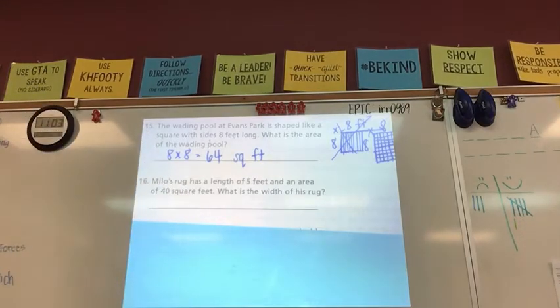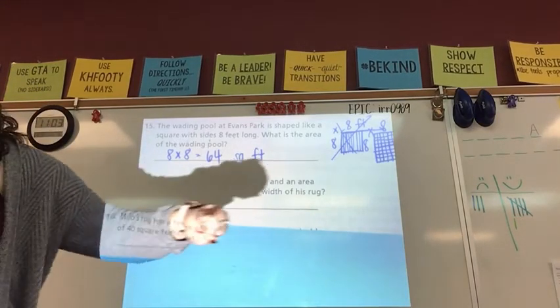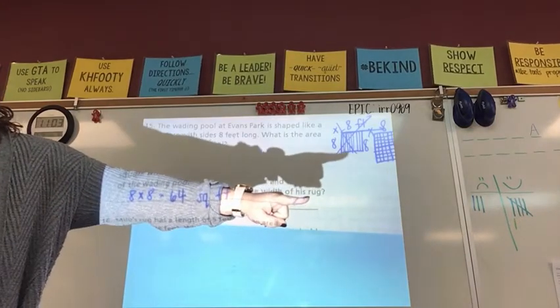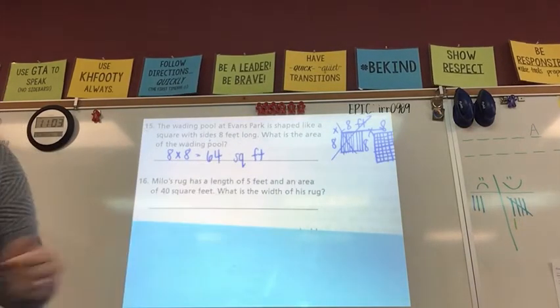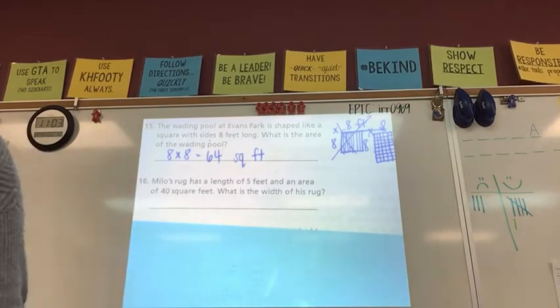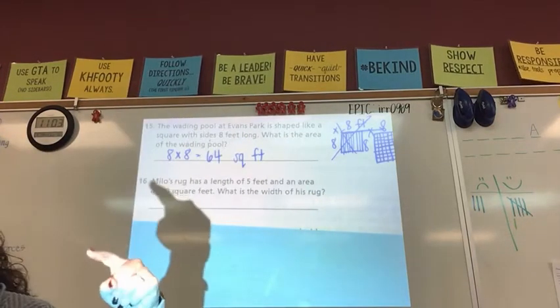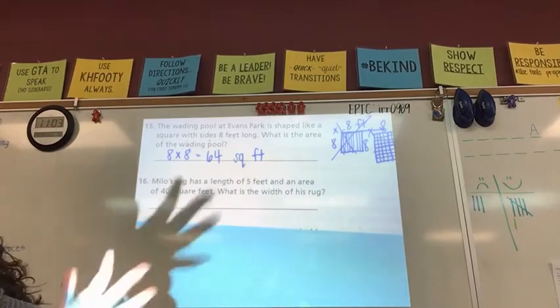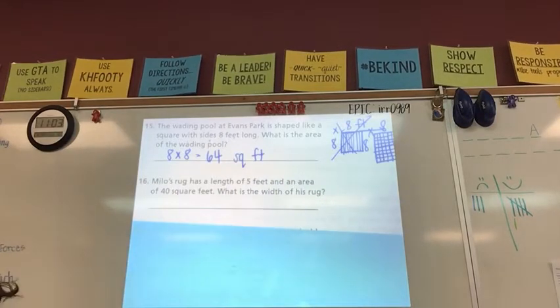Alright, I'll read it to you. Milo's rug has a length of 5 feet and an area of 40 square feet. I lied, I'm going to help you guys out with this one. It has a length of 5 feet and an area of 40 square feet, and they want to know, what is the width of his rug? What can I draw? What do I know so far?